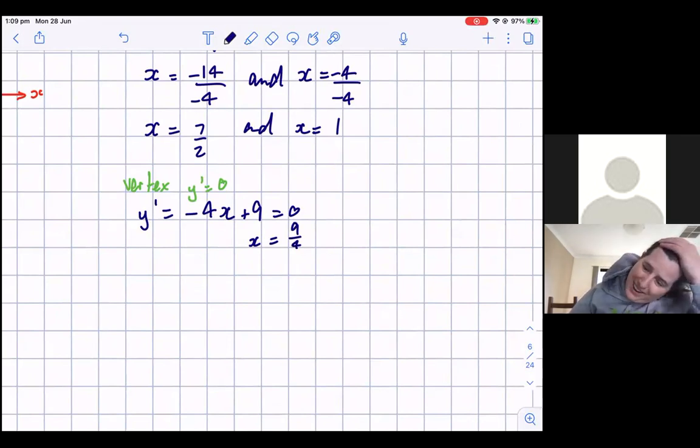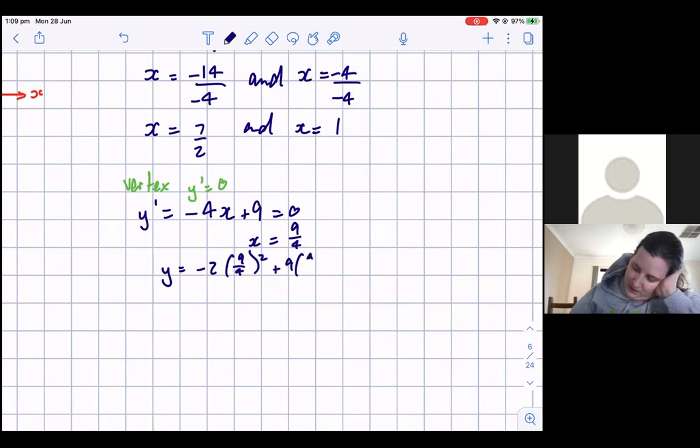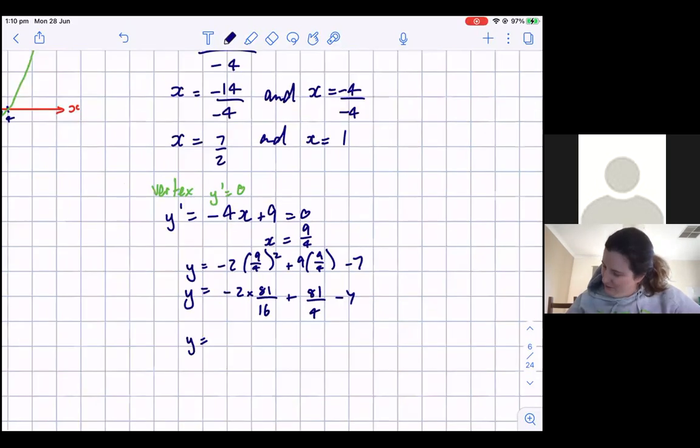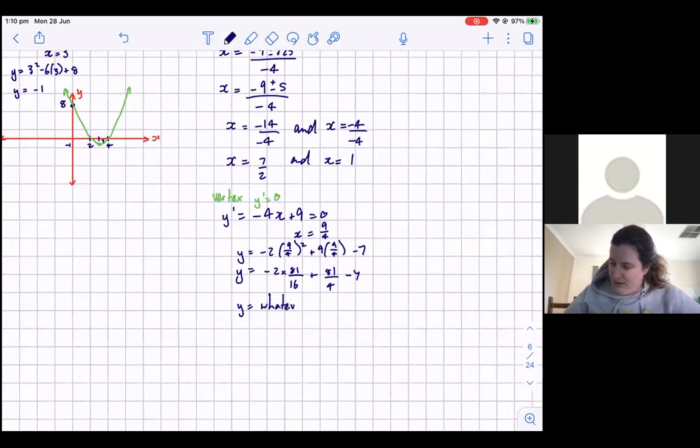Oh, I really wish I had a calculator. Y is going to be negative 2 times 9 on 4 squared plus 9 times 9 on 4 take 7. Negative 2 times 81 on 16 plus 81 on 4 takes 7. Something. No, I should actually figure this out. That's really annoying. No, I'm not figuring that out. Whatever. And then we sketch.